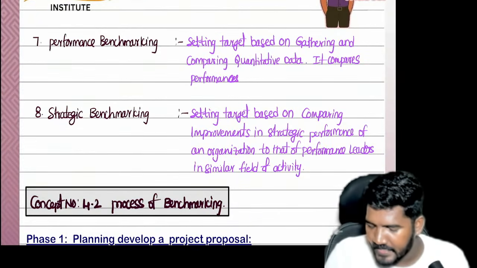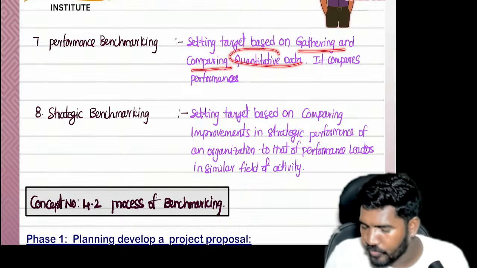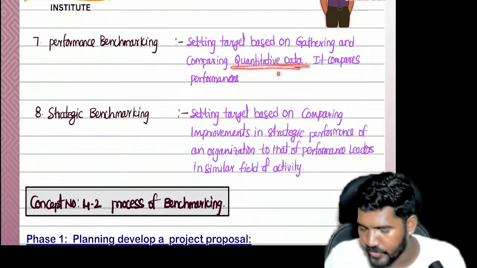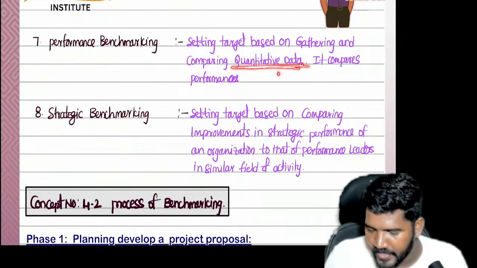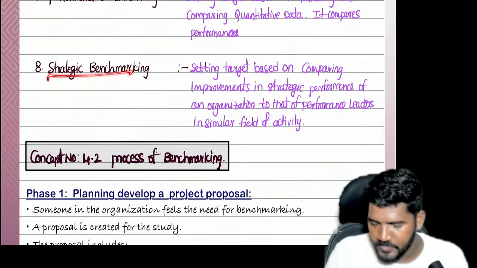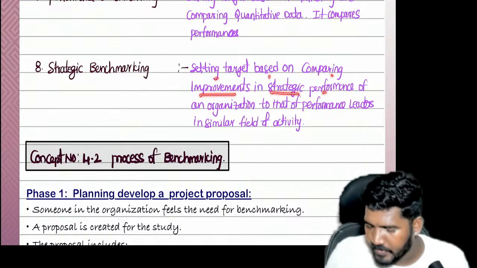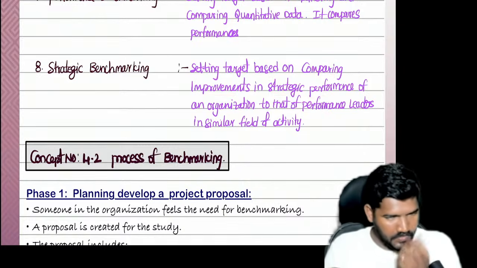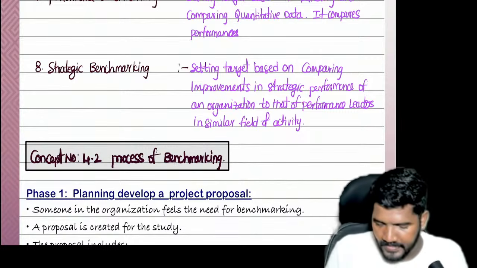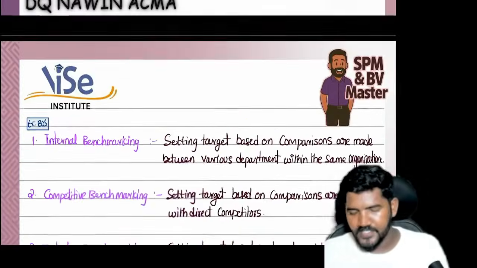Performance benchmarking: setting a target based on gathering and comparing quantitative data. Next, strategic benchmarking: setting a target based on comparing improvements in strategic performance. If you are setting targets for your long-term planning with the help of another company's long-term planning, that is called strategic benchmarking. So these are the types of benchmarking we have.